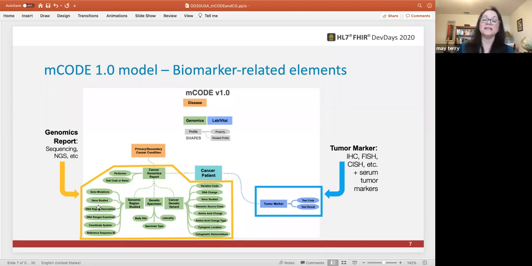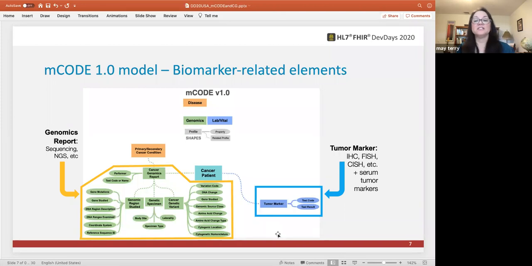So let's say that you could have tumor markers, which, by the way, we have determined are a combination of maybe some tests that are done using immunohistochemistry, or perhaps FISH or CISH, and that you might get from a reference lab that's not necessarily a sequencing lab. And on top of that, you may also get some serum tumor markers that are used as prognostic factors. As an example, estrogen receptors may be a prognostic factor for the staging of breast cancer.